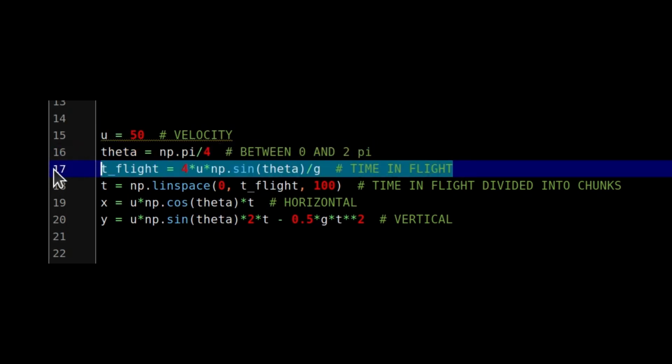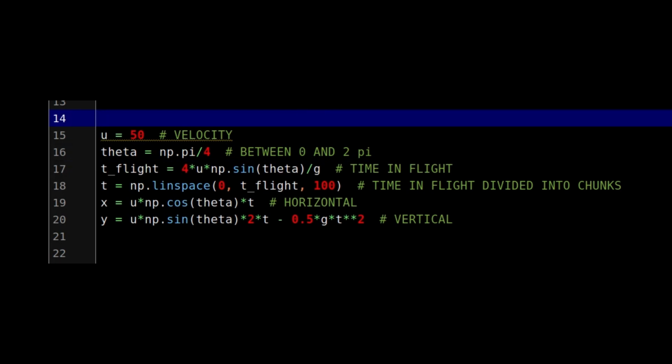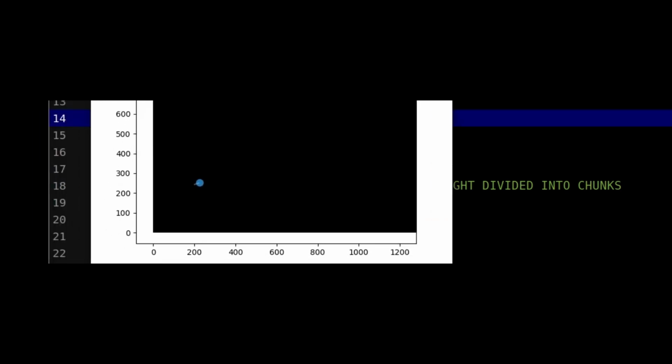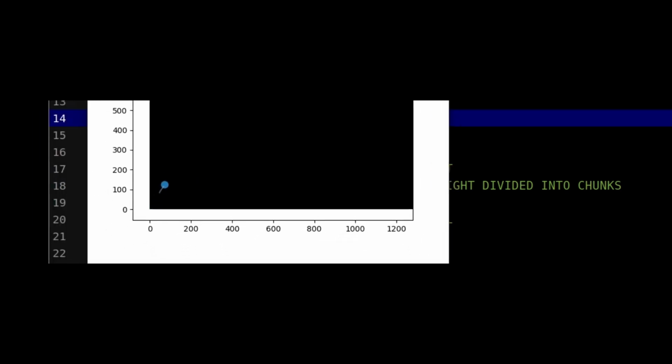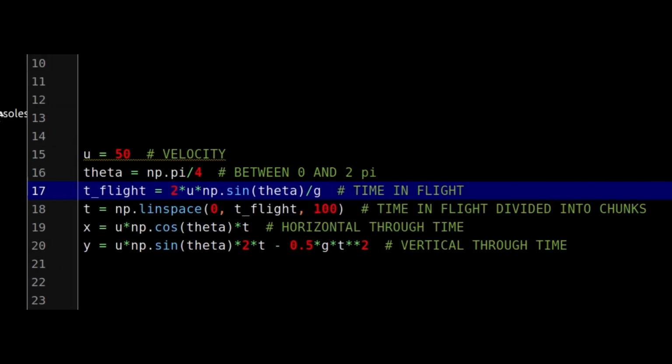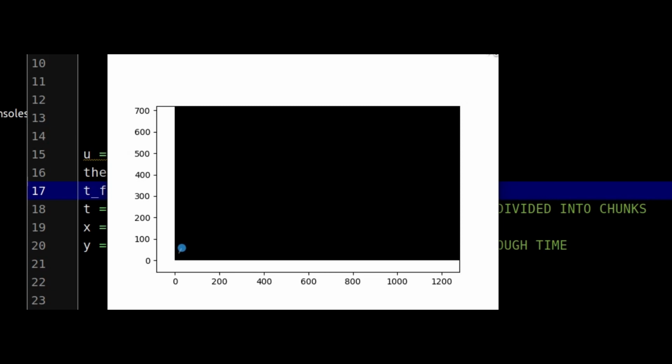And here is time in flight, which is how long the projectile will be in the air given the velocity, theta and gravity. If it's set to 4, it means that the projectile will hit the ground at the same height as it was fired from. So if one sets it to 2, it will not reach all the way down, and if one sets it to 6, it will go below the height it was fired from.